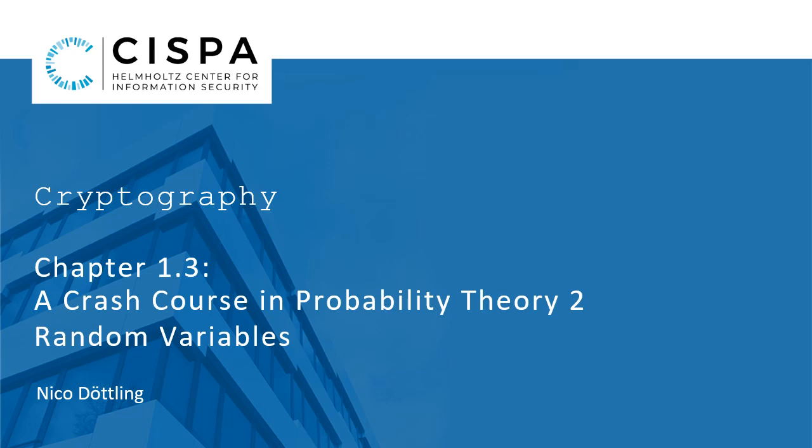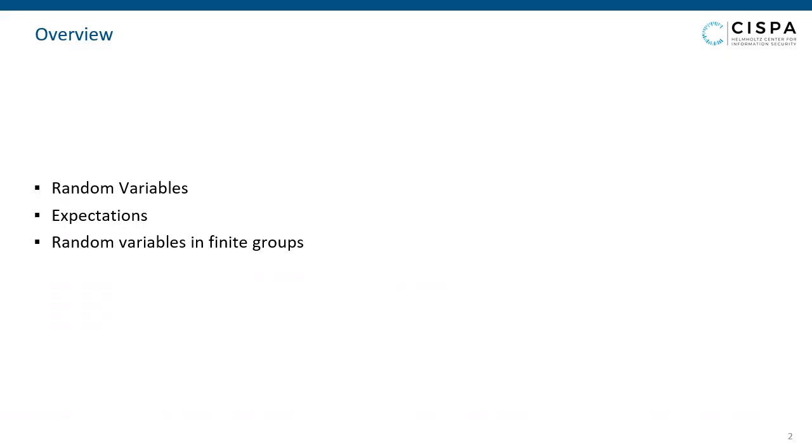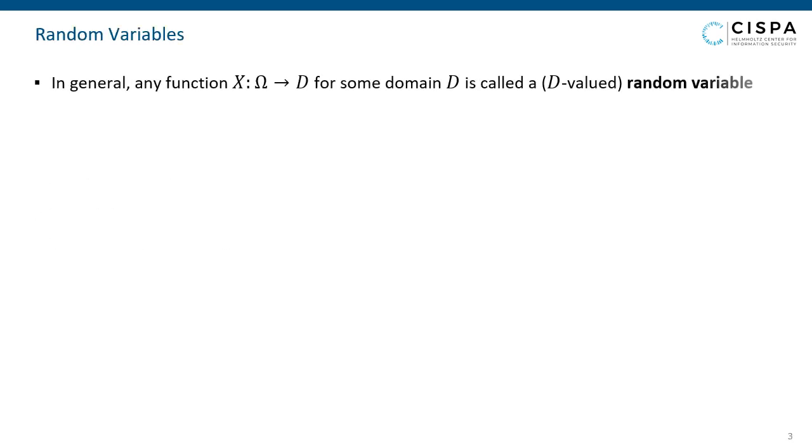Welcome back, everyone. In this second part of our crash course in probability theory, we will talk about random variables. The topics covered in this segment will be random variables, expectations, and random variables in finite groups. Now let's talk about random variables.